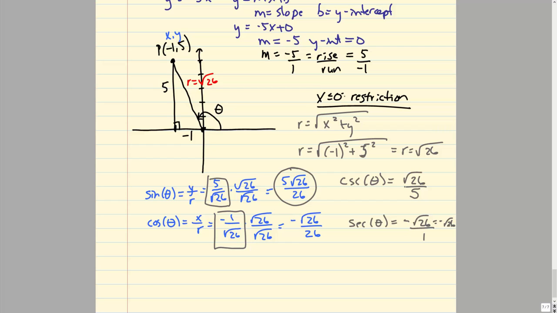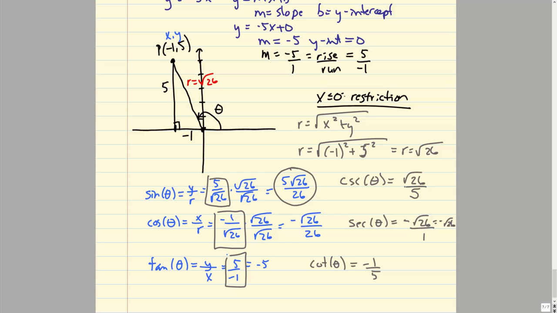Okay, last one to find is tangent and cotangent. Tangent of theta is going to be y over x, and that's going to be 5 over -1, which is just -5. The reciprocal of tangent is cotangent, and that's -1 over 5. I'm just going to reciprocate from here. So this is an example of using an entire equation to find that.